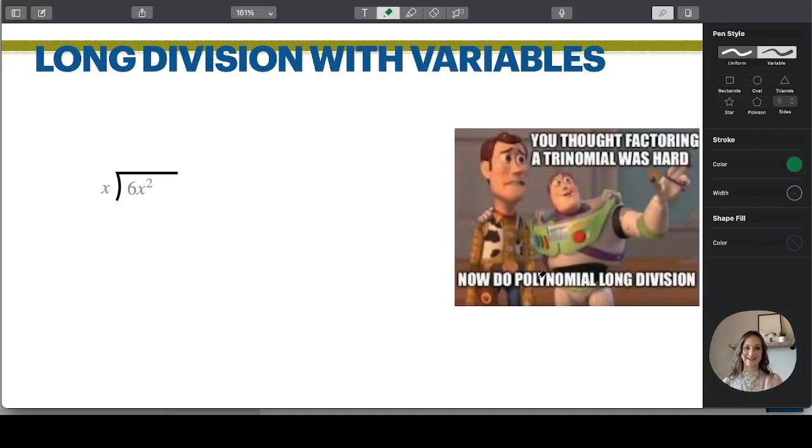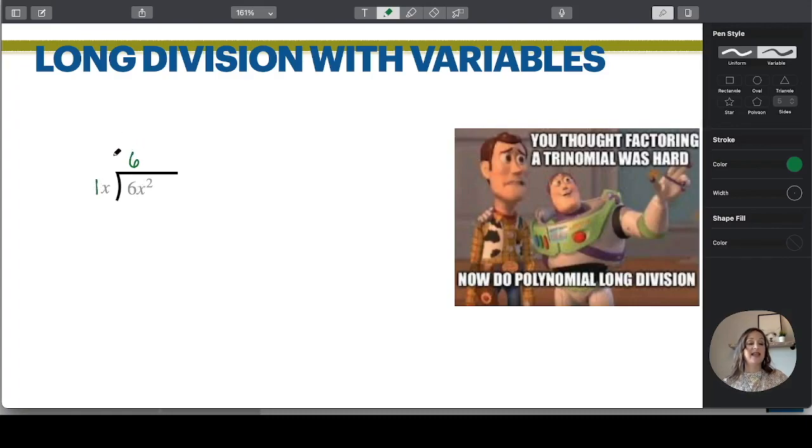Well, now you're going to learn how to actually divide with variables. So here we go. The divisor is x, and we want to know how many times x goes into 6x squared. So first, think if there's any constants. x goes into 6x squared, obviously 6 times, because you need to figure out what the constant is. How many times does 1, basically 1x, go into 6?